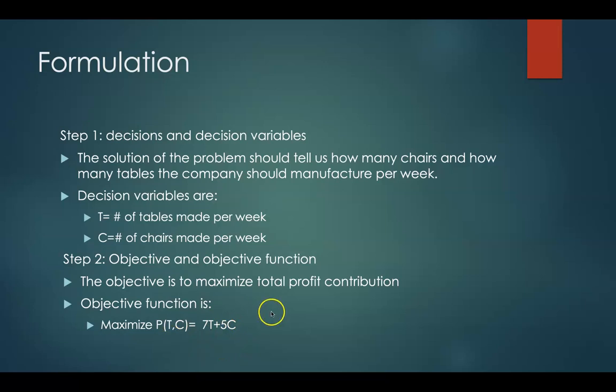So the profit function can be represented as 7 times the number of tables that are made, that is T, plus 5 times the number of chairs that are made, which is C.